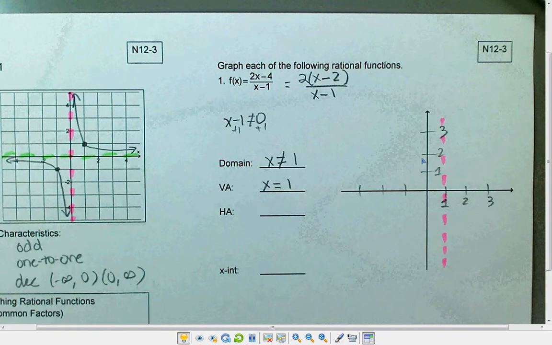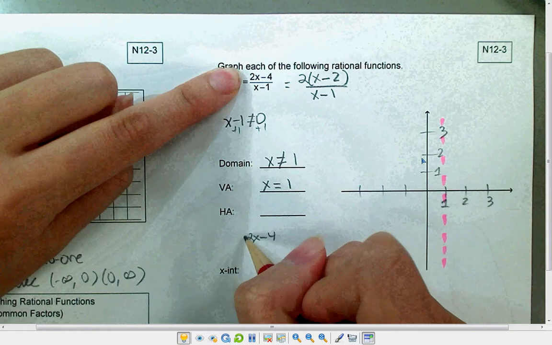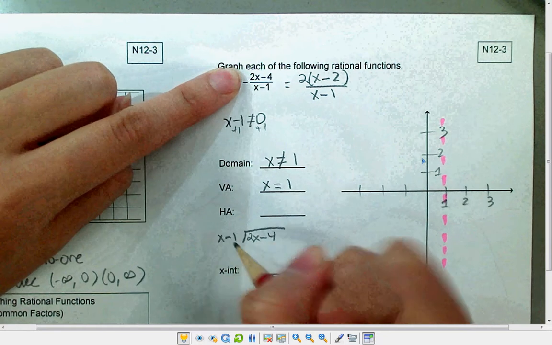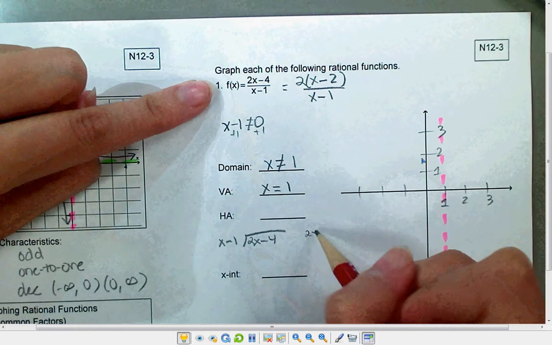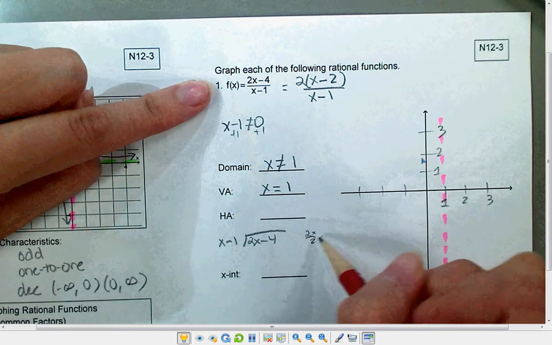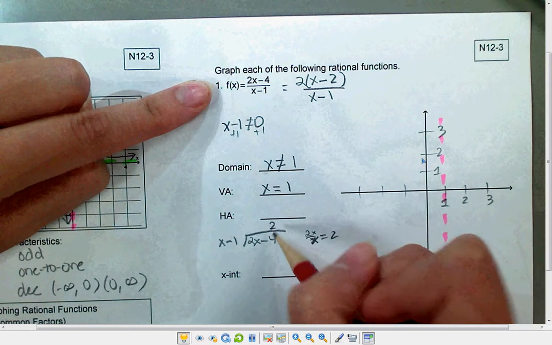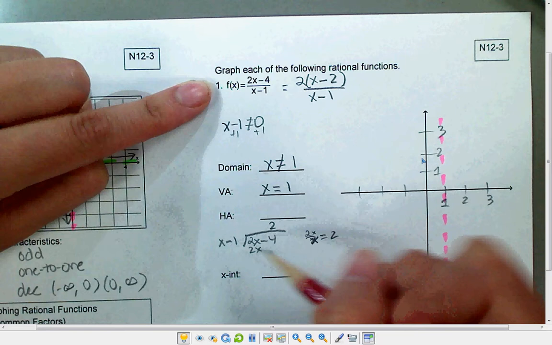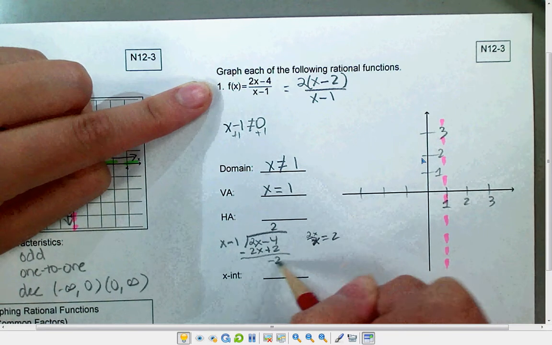For my horizontal asymptote now, I'm going to be using long division like we did yesterday. So we have 2x minus 4 divided by x minus 1. We're going to use this original function, not the factored out one. When you do 2x divided by x, it gives you 2. So we put 2 up here. 2 times x, 2x, 2 times -1, -2. Change the signs, you get a remainder of -2.